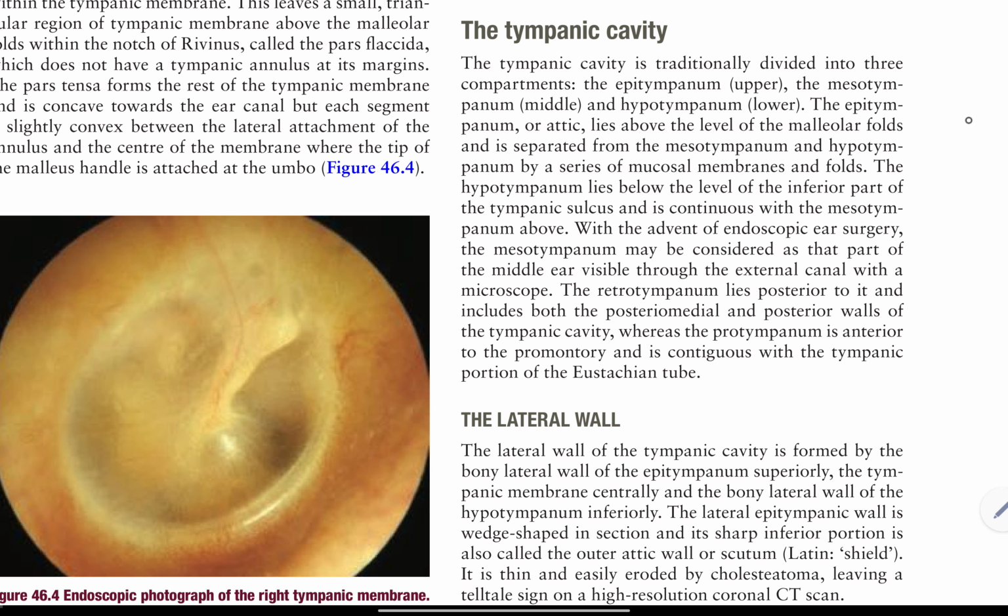The hypotympanum lies below the level of the inferior part of the tympanic sulcus and is continuous with the mesotympanum above. With the advent of endoscopic ear surgery, the mesotympanum may be considered as a part of the middle ear visible through the external canal with a microscope. The retrotympanum lies posterior to it and includes both the posterior medial and posterior walls of the tympanic cavity, whereas the protympanum is anterior to the promontory and is contiguous with the tympanic portion of the eustachian tube.